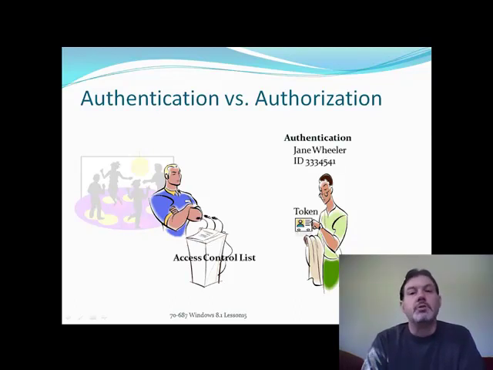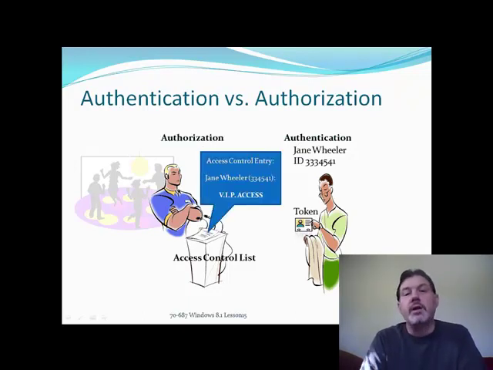So Jane, who, by the way, earlier went to the DMV and provided some sort of proof of her identity, was issued a driver's license. We call that a token, by the way, in our IT world. Jane presents her token to the bouncer. The bouncer looks at the token and says, "Yes, it's a valid token. I believe that you are Jane Wheeler. Let me check my access control list to see if you are authorized to use the club, the resource."